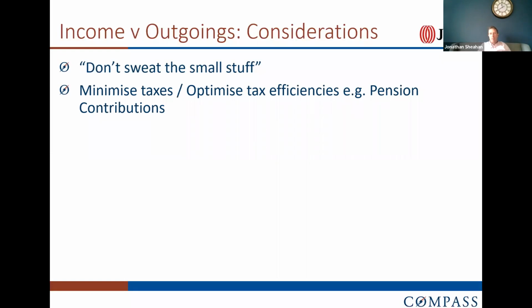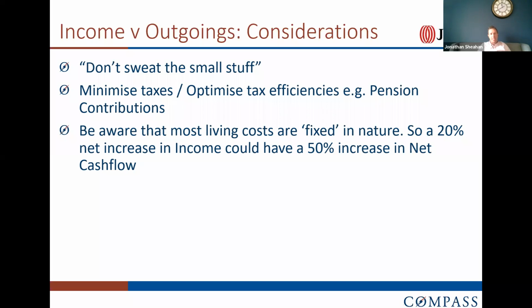Think big picture. You can save a huge amount of tax by just maxing your AVCs, for example. Always try to think outside the box like that. Some living costs are fixed, so be aware of that. It's out of your control what your energy costs are. I know you can be a bit nifty and reduce costs a bit, but a lot of the fixed essential costs are actually fixed by nature, so there's not much you can do about that.